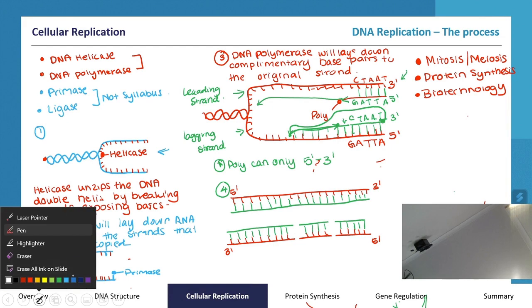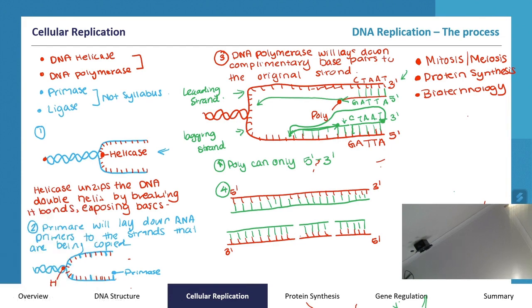This is where our final enzyme comes in. Here, this is ligase. Ligase is sort of like a glue enzyme. So ligase will glue all the fragments together, producing two identical strands of DNA.